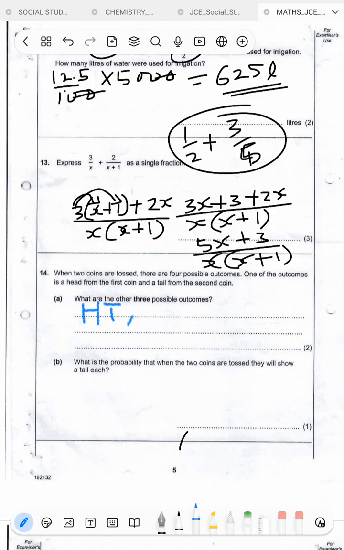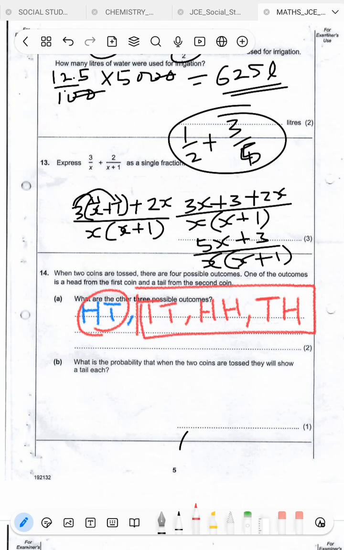So let's write the other ones. You can have tail from both coins. You can have head from both coins, and then you can have the opposite of this. So instead of getting head from the first coin, you get tail from the first coin. So that's going to be tail, head, the opposite of that. So the answer is going to be these 3 here. The blue one, remember, is already stated in the statement there.